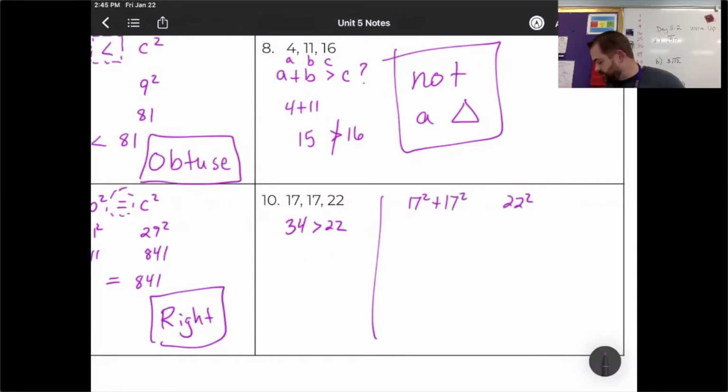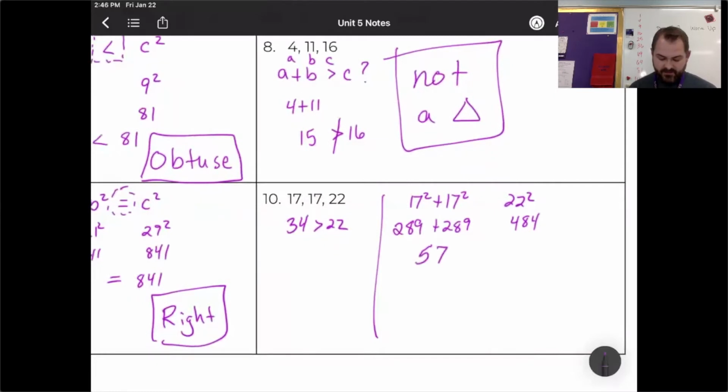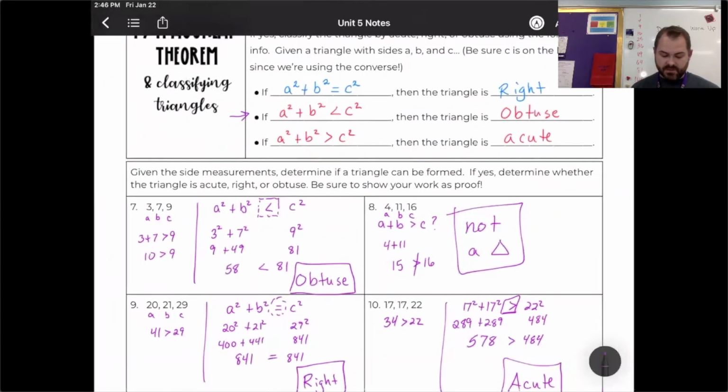Okay, 17 squared is 289, so I have two of those. And 22 squared is 484. When I add 289 plus 289, I get 578. This time, 578 is greater than 484. That means a squared plus b squared is greater than c squared, so this is an acute triangle, according to our rules here. When a squared plus b squared is greater than c squared, it's acute.